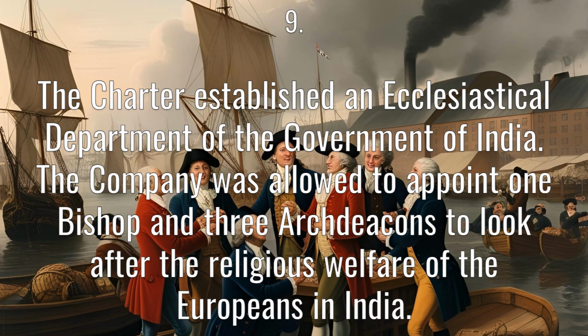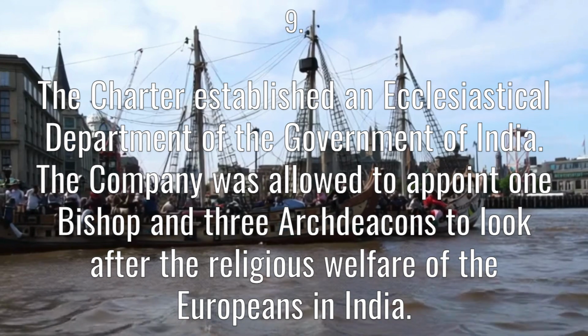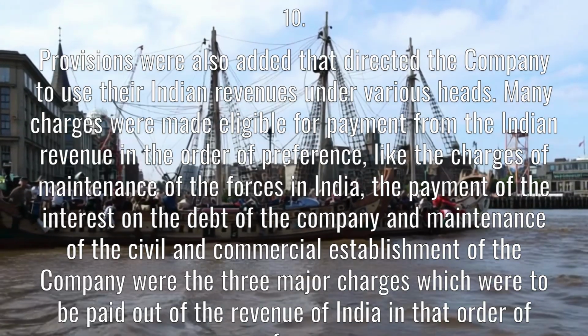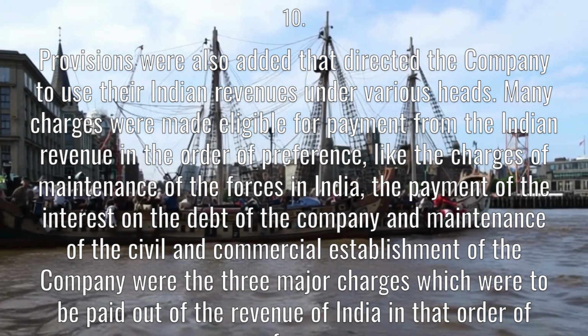9. The Charter established an ecclesiastical department of the Government of India. The company was allowed to appoint 1 bishop and 3 archdeacons to look after the religious welfare of the Europeans in India. 10. Provisions were also added that directed the company to use their Indian revenues under various heads.